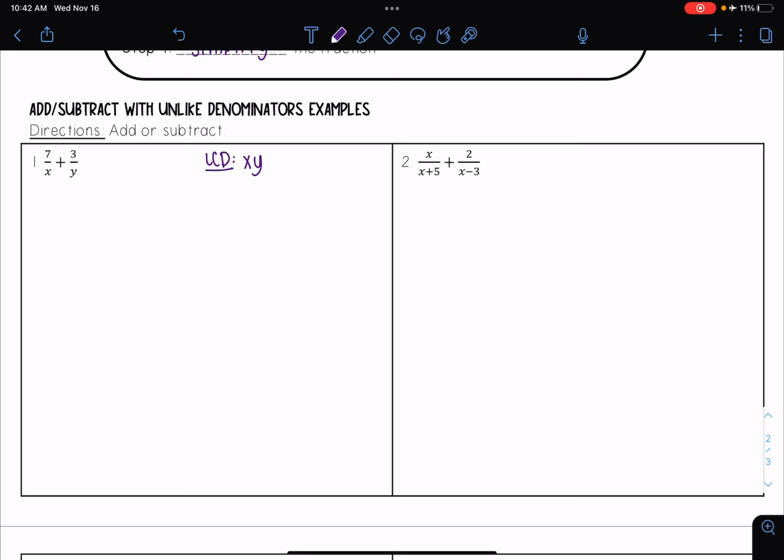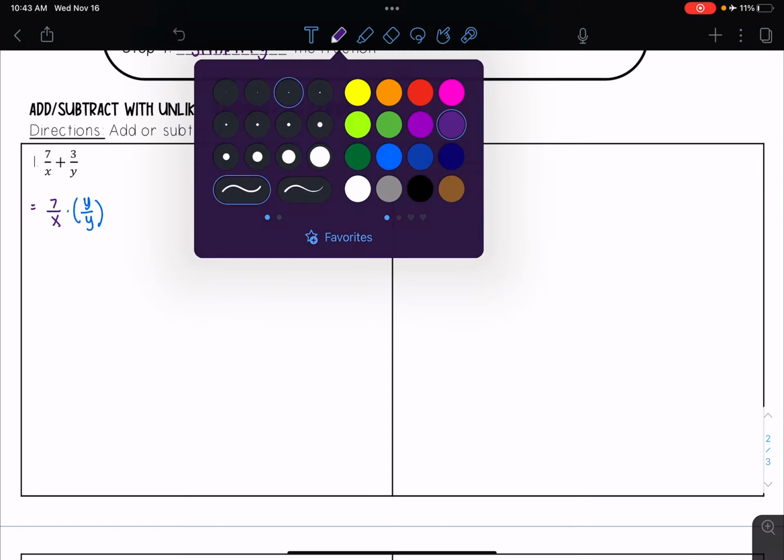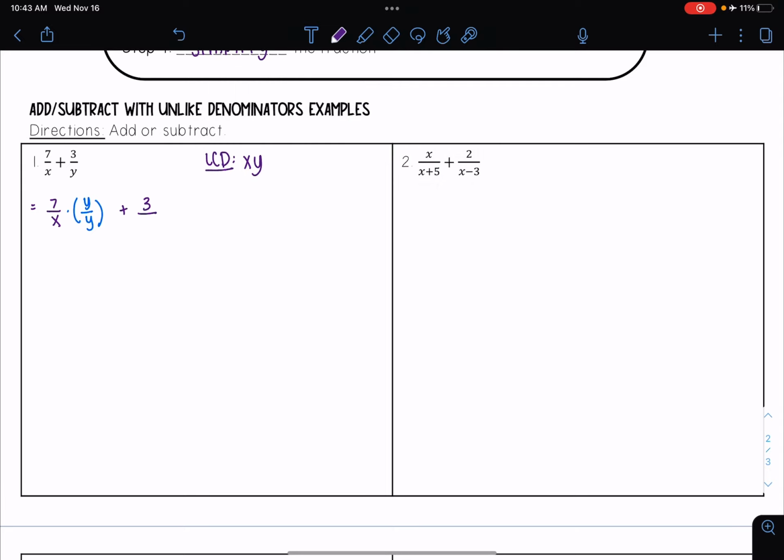And so that means for this next step, I need to multiply both of these by that factor I'm missing. So for this first one, I have just an x, so I'm missing a y. So I have 7 over x, and I need to multiply that by y over y. For my second fraction, I am missing x, so that means I need to multiply top and bottom by x over x. And so when I do that, I get 7y over xy plus 3x over xy.